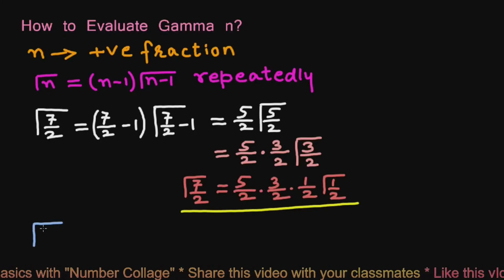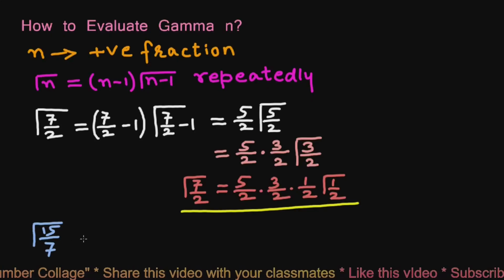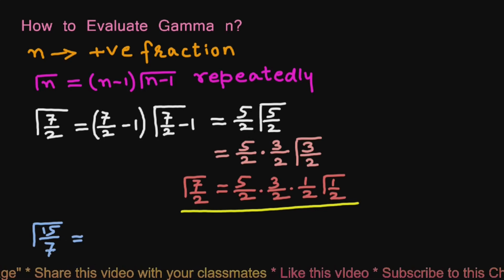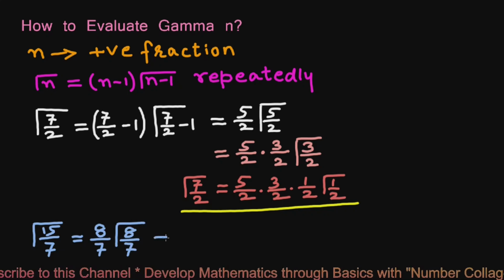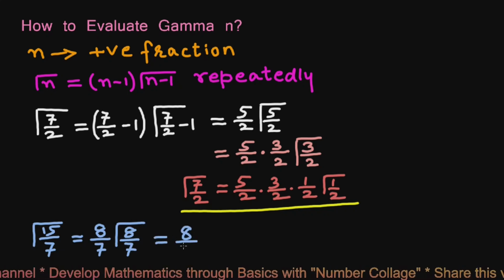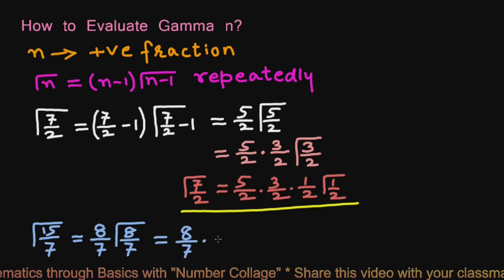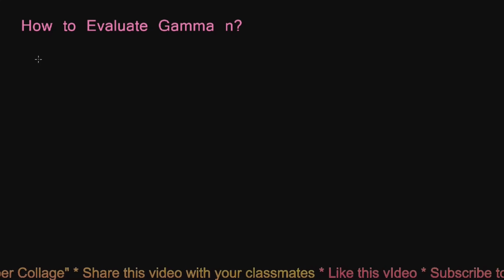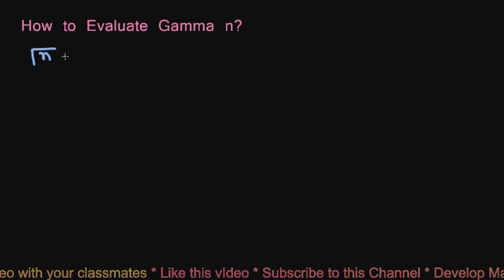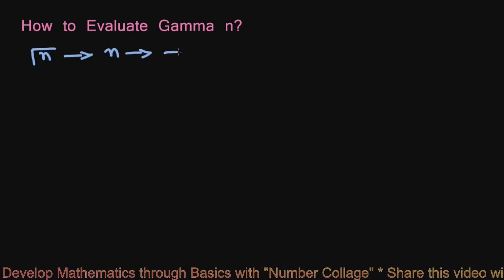What will be gamma 15 by 7? It will be 15 by 7 minus 1, 8 by 7, gamma 8 by 7. That will be equal to 8 by 7 into 8 by 7 minus 1 will be 1 by 7, gamma 1 by 7. Now we will see how to evaluate gamma n when n is a negative fraction.